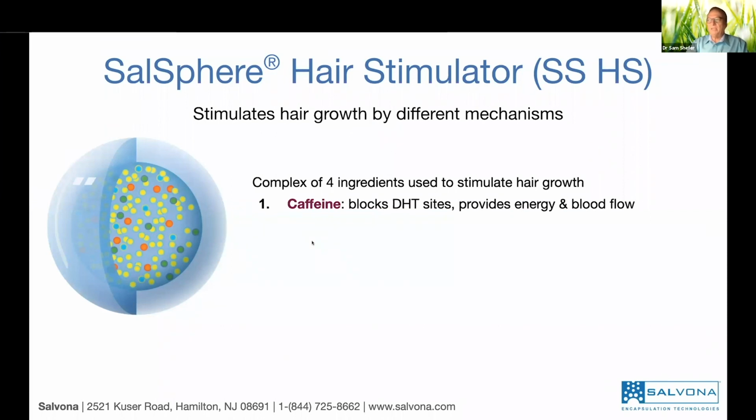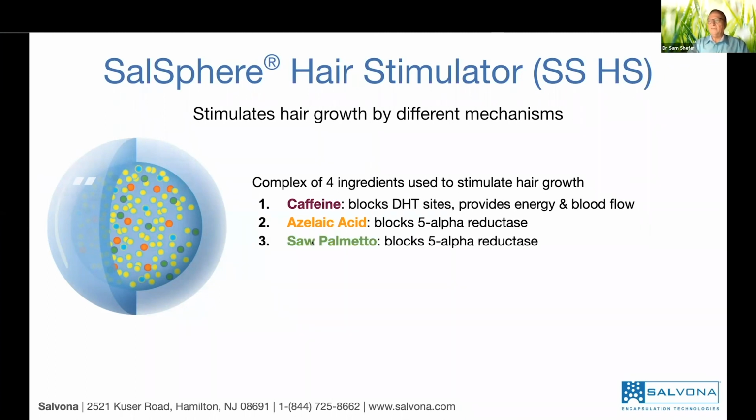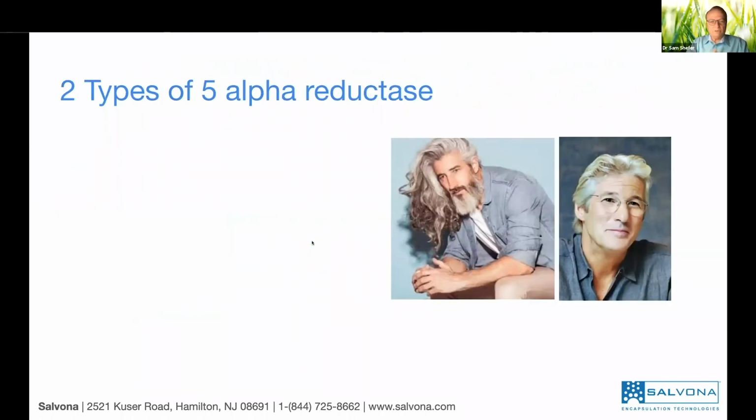They work in different mechanisms. Caffeine is typically blocking DHT sites. It's providing more energy and blood flow. Azelaic acid, again, blocks the 5-alpha reductase. It's also antifungal, anti-inflammatory. Palmetto is another material that is blocking in a very specific way. So we're not generically blocking all the DHT receptor because we want to continue to live a healthy life. And zinc sulfate, which is a cofactor of enzymes that needs to regulate hair growth, and also a way to balance the hormones.